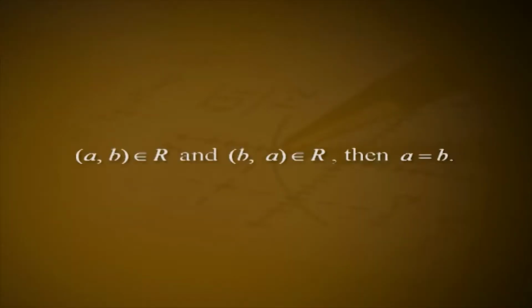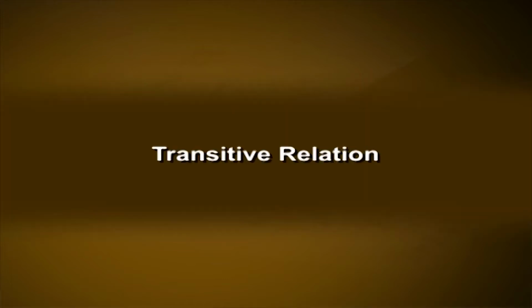Antisymmetric relation. A relation R on a set A is antisymmetric if whenever a is related to b and b is related to a then a is equal to b. That is, whenever the ordered pair (a, b) belongs to R and the ordered pair (b, a) belongs to R then a is equal to b.